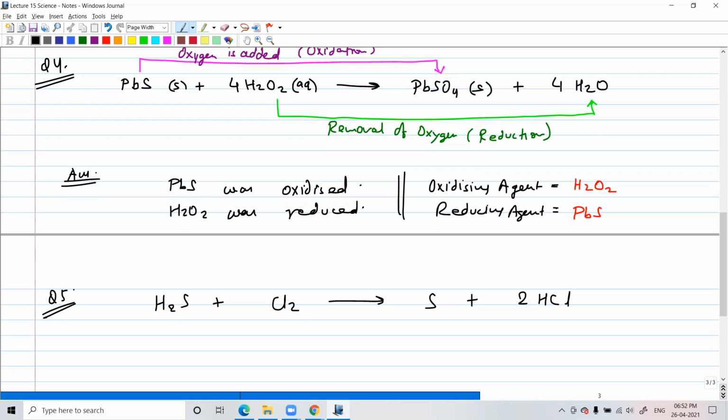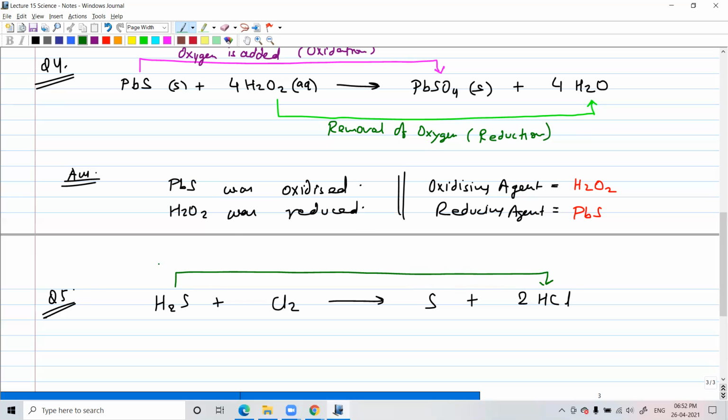Sir, H2S is oxidized, sir. Okay, is that correct? Ritish said it is oxidation. Is that correct? Guys, do you agree with Ritish? Yes, sir. Okay. Why? H2S changes to HCl because of addition of non-metal, that can also be there, sir.